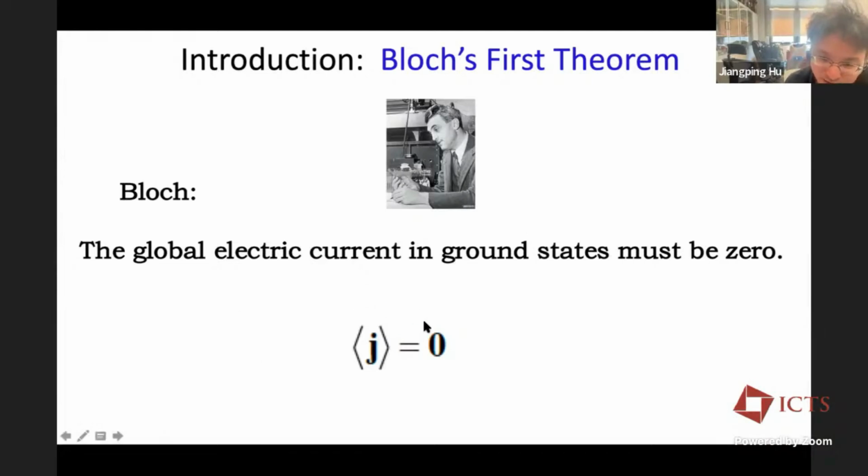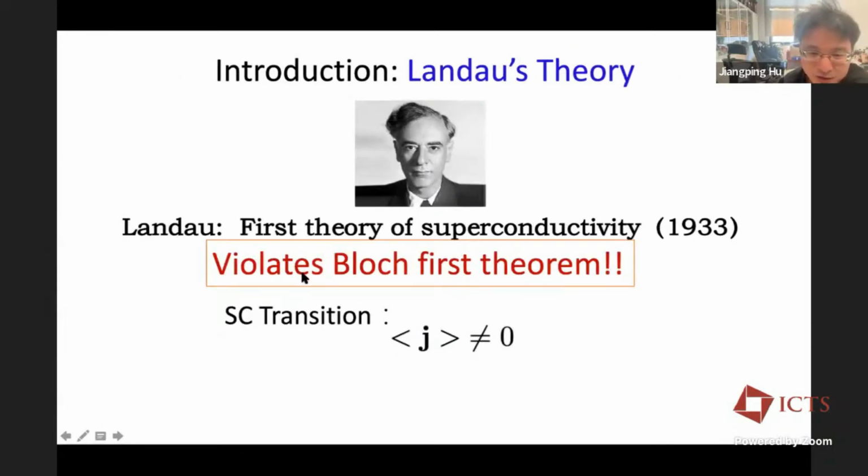You can prove it by contradiction: if you have a global current in the ground state, you can construct another state which has lower energy than this one. So that's very easy to prove. This took place at almost the same time as Landau's proposal on superconductivity. So you immediately know that Bloch's first theorem kills Landau's first theory of superconductivity, because Landau's conjecture of a non-zero current in the ground state violates Bloch's first theorem.